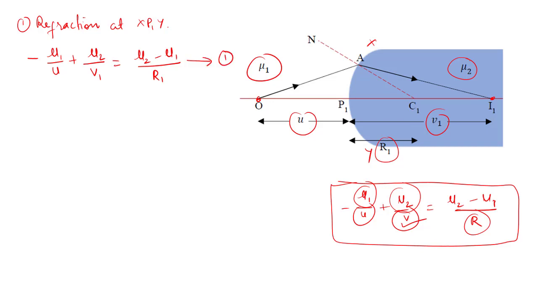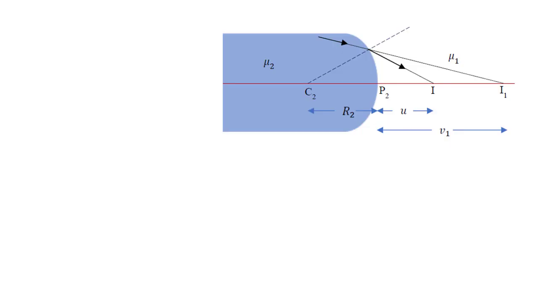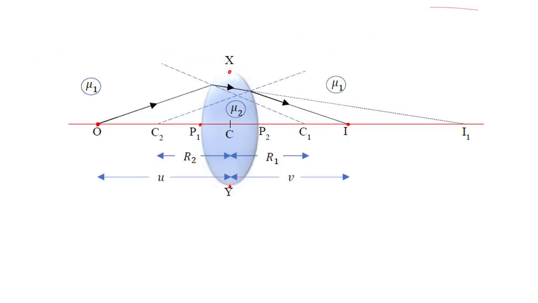Then we apply the same formula to this surface. Here we consider refraction at X P2 Y. The ray comes from this side, and it gets refracted here.